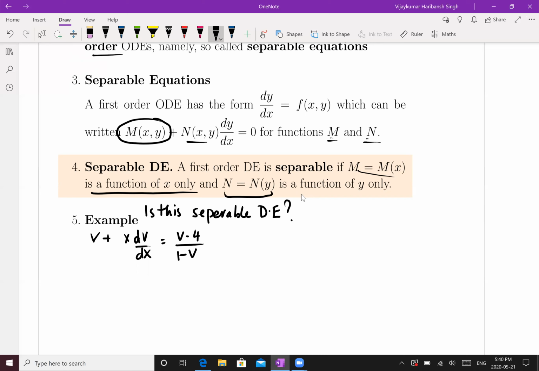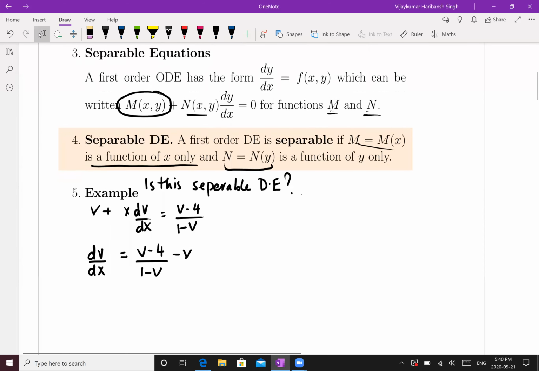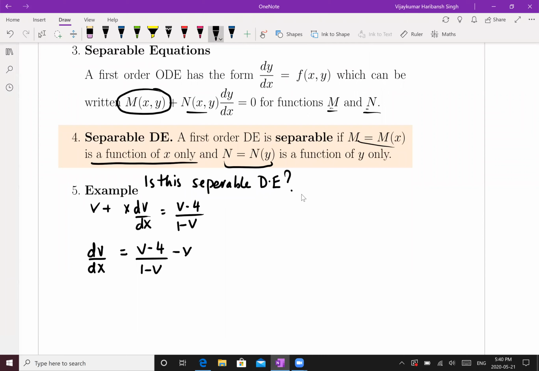You can see that if I bring this v to the other side, I get x dv/dx equals (v minus 4)/(1 minus v) minus v. Now I can write this as dv over [(v minus 4)/(1 minus v) minus v] equals dx over x. So you see I've separated all v on one side and x on the other side. Sorry, this x should have come down here. Yes, this is a separable differential equation.